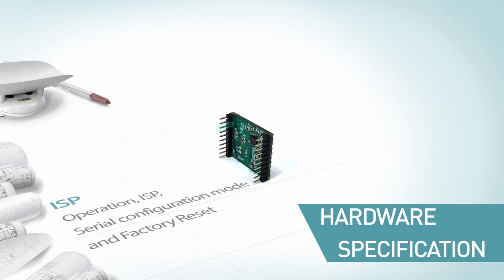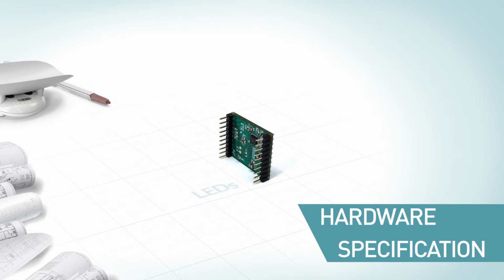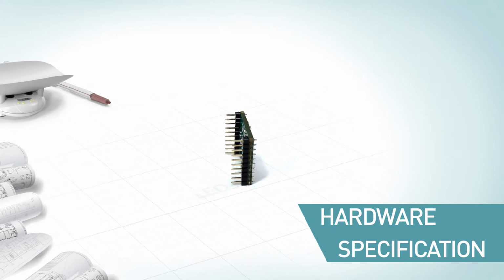The ISP pin is used for switching among operation modes. Users can use it to change the operation mode to ISP mode or serial configuration mode. It can also be used to enter factory reset. LED pins are designed to indicate operation mode and network status.